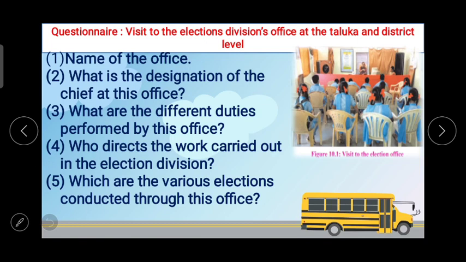So on the basis of the following questions you can prepare your own questionnaire for a visit to places like Talati's office, or a visit to a small scale industry, or any other place. Now I will go through the questions of the questionnaire. Visit to the elections divisions office at the taluka and district level. First question, name of the office, very important. What is the designation of the chief at this office?